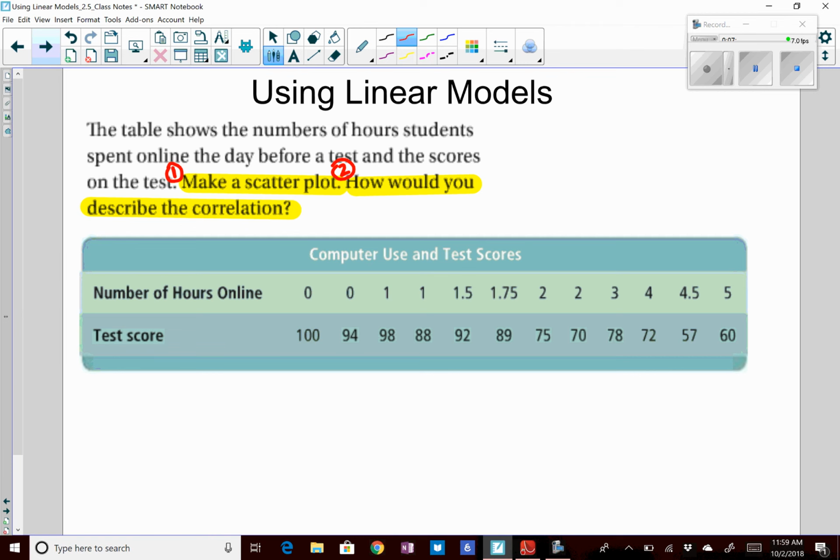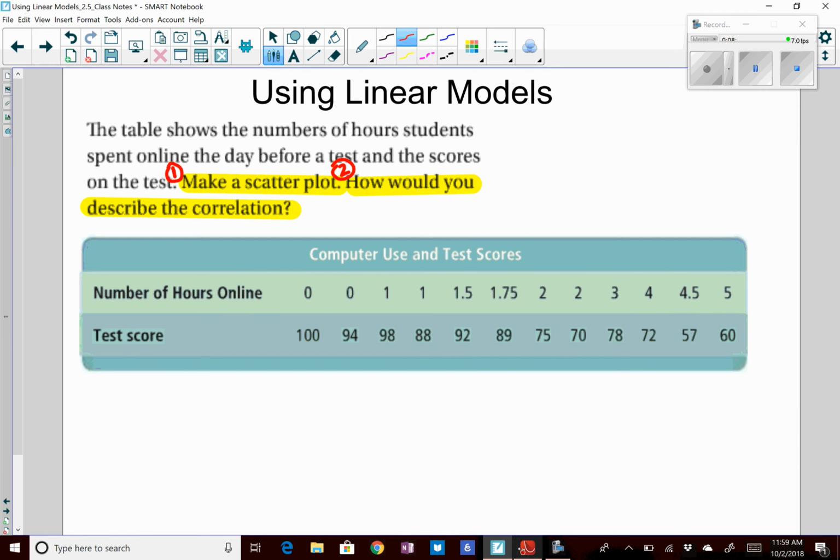All right, the next problem shows us a table of the number of hours students spent online the day before a test and their scores on the test. So again, they want us to make a scatter plot, and how would we describe the correlation? So same idea. I would plot the ordered pairs from the table into the calculator, and then do the scatter plot and make the call on the correlation. So let's take a look at that.